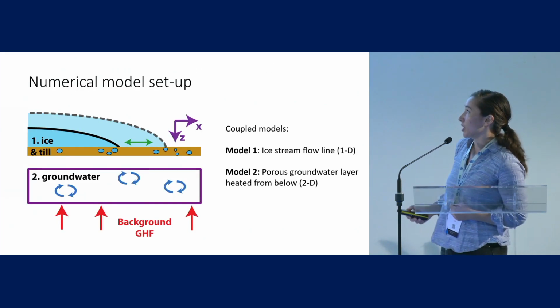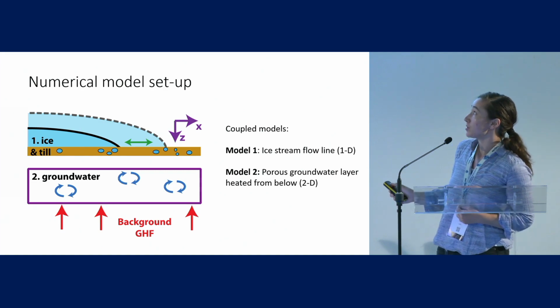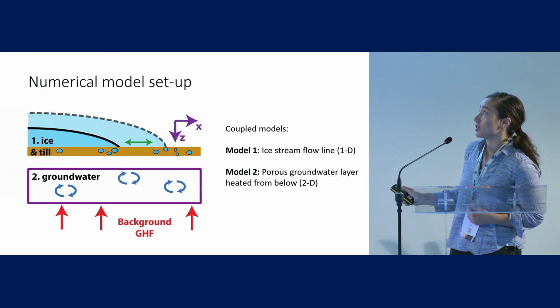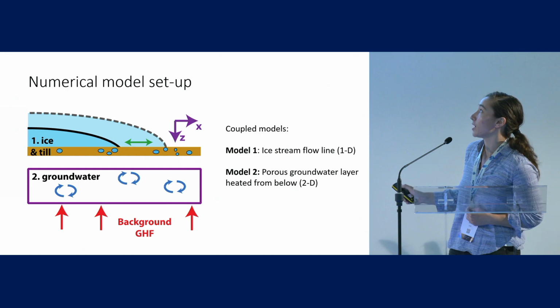And to answer this, I'm going to use two coupled models. The first model is a 1D flow line model of an ice sheet coupled with a till with variable water content. And then the second model is a two-dimensional porous Darcian flow model that is forced by some background geothermal heat flux.